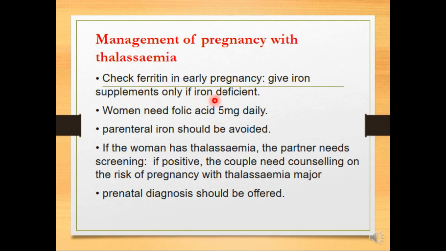We can give her an iron supplement, but only if we find she has iron deficiency. We need also to give her folic acid, about 5 mg per day. A patient with thalassemia, iron is not contraindicated, but we give it only if she has iron deficiency. How do we know she is iron deficient? Through ferritin assessment. And we give her folic acid. Parenteral iron should be avoided.